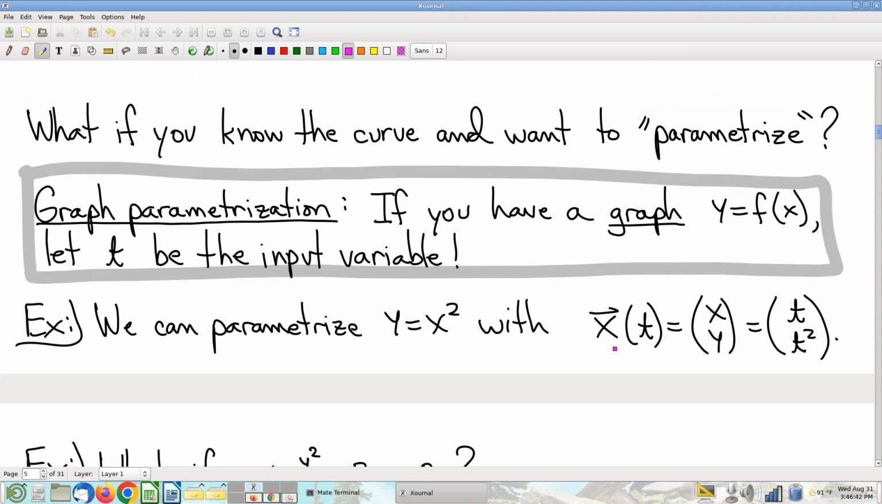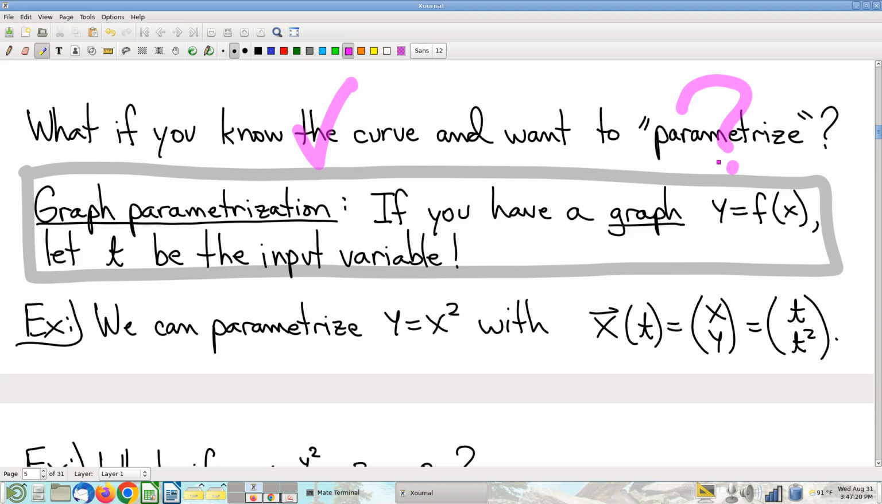Okay. Next thing I want to talk about with parameterizations is what if you want to go the other way? What we've done so far is I've given you the parameterization and I've asked what is the curve that function describes. Now we're going to go the other way and I'm going to say, suppose you know the curve and you want to know what is the function that parameterizes it. What is the function that is the parameterization, and so we're turning that into a verb. We talk about parametrizing a curve.